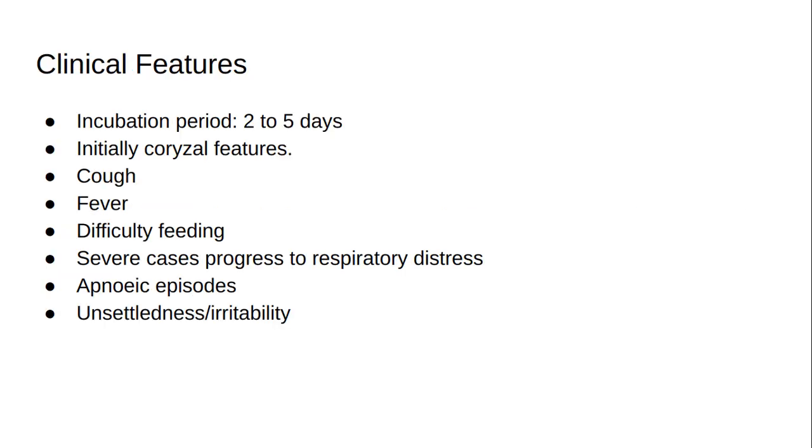After a 2 to 5 day incubation period, the patient begins with coryzal symptoms. Later on, they can develop cough, fever, difficulty feeding, apneic episodes, and unsettledness or irritability. Severe cases can progress to respiratory distress. Infants younger than 1 month may present as hypothermic. Peak severity is usually at around day 2 to 3 from the onset of increased work of breathing, with resolution over 7 to 10 days, but the disease course may vary. A cough may persist for weeks after the disease.